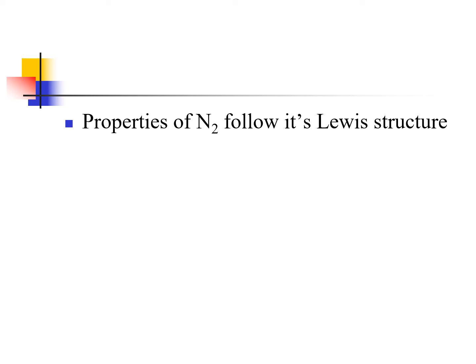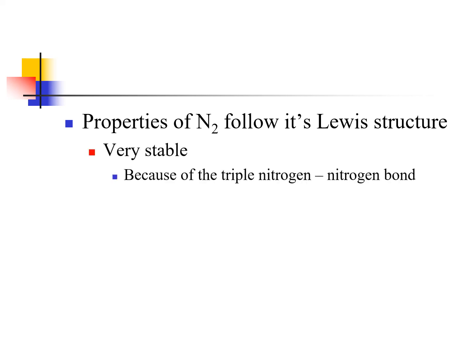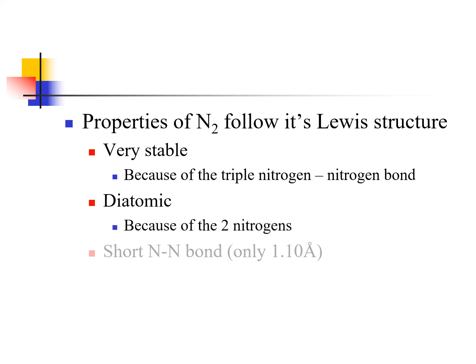Now, properties of nitrogen actually follow that Lewis structure. They're very, very stable, and that's because of that triple nitrogen-nitrogen bond. Again, one of the first steps in a chemical reaction is breaking apart those bonds. Triple bonds are pretty strong. It's 3 bonds. So it's stronger than a single bond, stronger than a double bond. Nitrogen's diatomic. That's because 2 nitrogens together means that both nitrogens are meeting the octet rule.